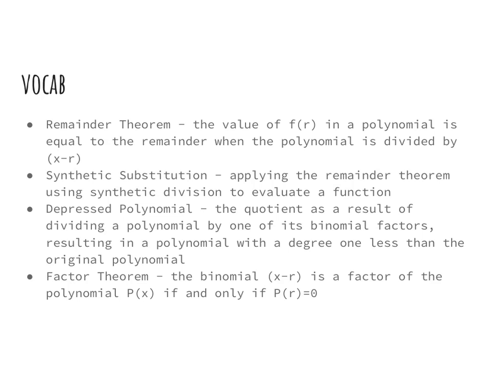A depressed polynomial is the quotient as a result of dividing a polynomial by one of its binomial factors, resulting in a polynomial with a degree 1 less than the original polynomial. And the factor theorem is the binomial x minus r is a factor of the polynomial p of x if and only if p of r is 0.